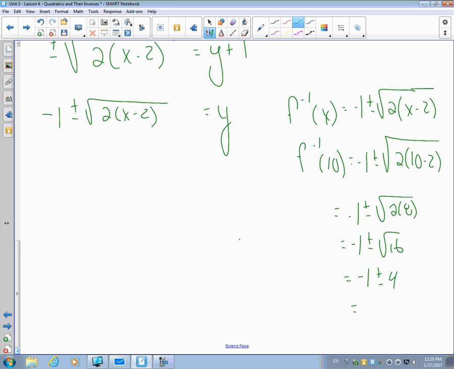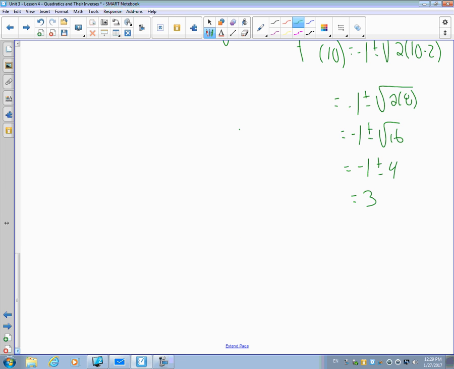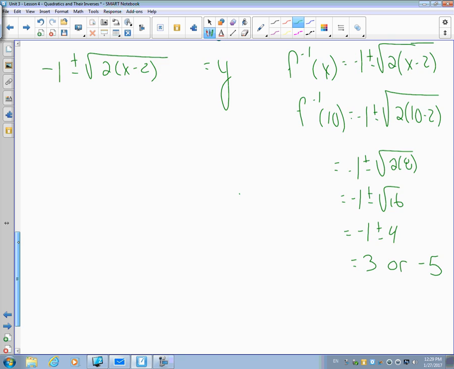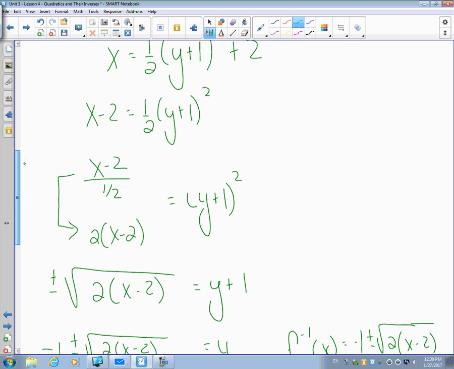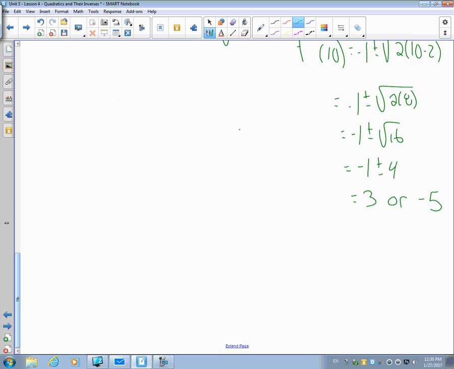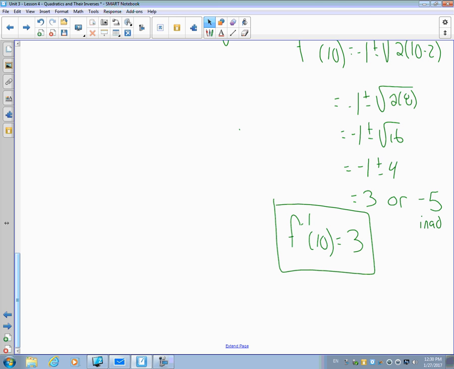So if we add them, negative 1 plus 4 will get 3, or negative 1 minus 4, we get negative 5. Now remember, what was our restriction? The y values, the function values, had to be greater than negative 1. So I can't have this one. That's inadmissible. So my inverse at 10 has to be 3. Okay, it's the only one that we're allowed to have based on that restriction.